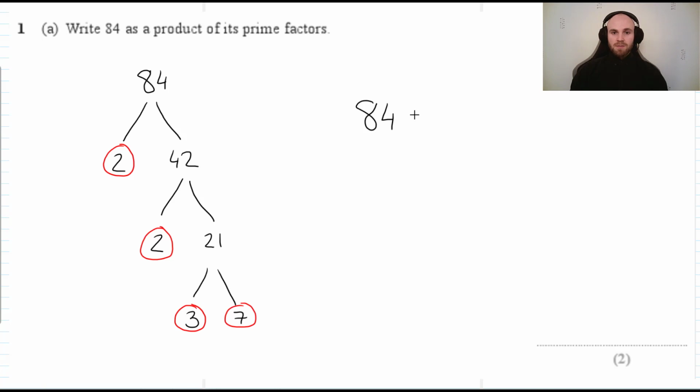So to express this as a product of its prime factors, we are going to have 2 multiplied by 2, multiplied by 3, multiplied by 7. Or if we want to put it in index form, we're going to have 2 squared multiplied by 3 multiplied by 7.